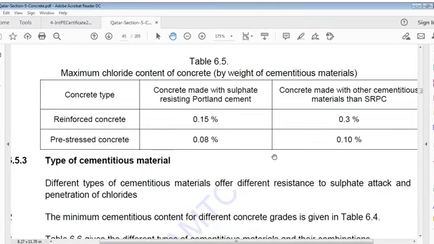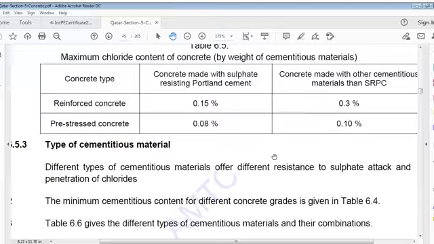Type of concrete: RCC and pre-stressed concrete. Concrete made with sulfate resisting Portland cement, SRPC, 0.15% in reinforced concrete and 0.08% in pre-stressed concrete. Concrete made with other cementitious materials, other than SRPC, 0.3% and 0.1%.